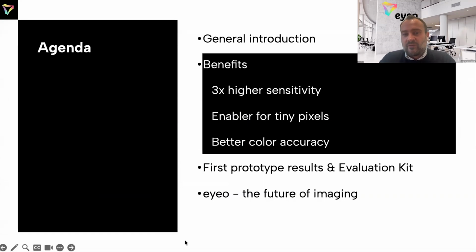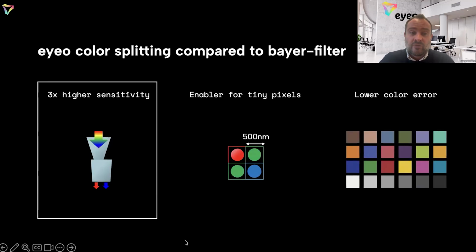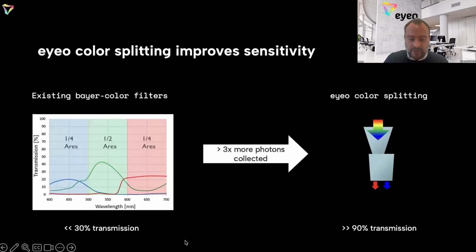So if we zoom in one level deeper into what an Eyeo sensor with this technology brings, there are essentially 3 benefits. The first one is the higher sensitivity, which we already introduced. So the fact that we are not filtering anything, and if you look at the full Bayer area with the 2 times green, 1 time blue, 1 time red, overall you're losing 70%, and with our structure, we are still having a transmission of well above 90%. So that is where this 3 times more photon collection is coming from. So that's the first element.